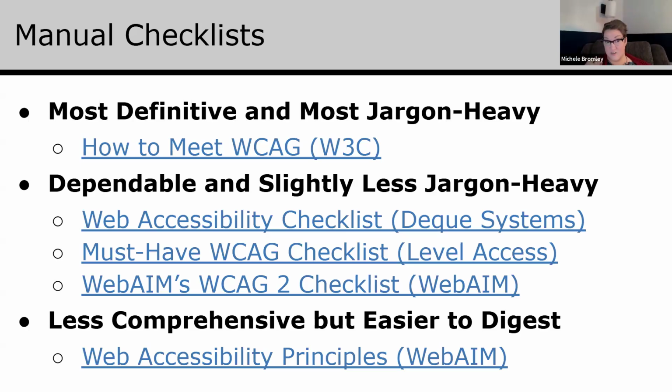and associated success criteria. A couple of dependable and slightly less jargon-heavy checklists come from a few of the more established, reputed digital accessibility consultancies. The Web Accessibility Checklist from DQ Systems, the must-have WCAG checklist from Level Access, and of course, the customizable WCAG 2 checklist from Web Accessibility in Mind, or WebAIM.